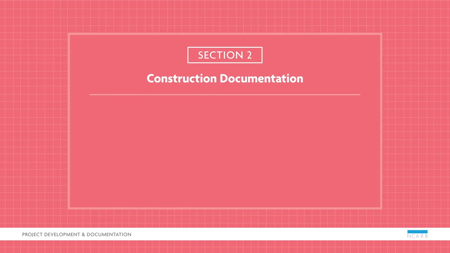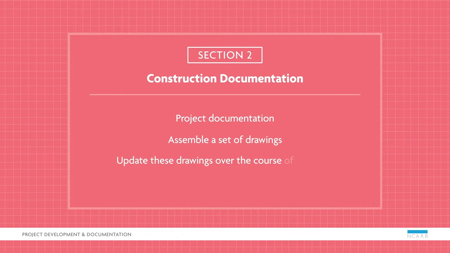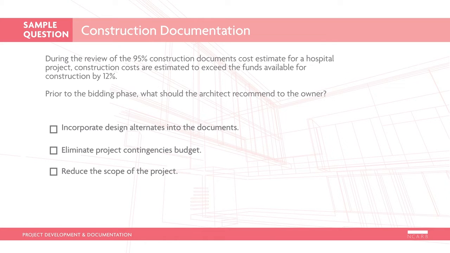In the construction documentation section, you'll focus on the project documentation necessary to assemble a set of drawings and update these drawings over the course of a project. Let's look at a sample question. During the review of the 95% construction documents cost estimate for a hospital project, construction costs are estimated to exceed the funds available for construction by 12%. Prior to the bidding phase, what should the architect recommend to the owner?